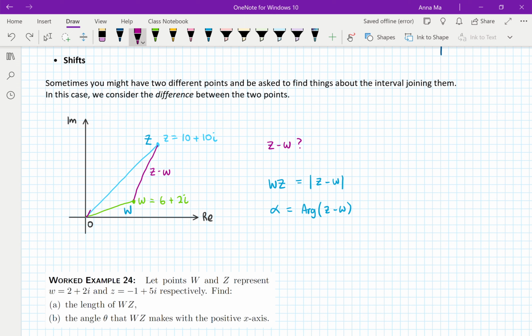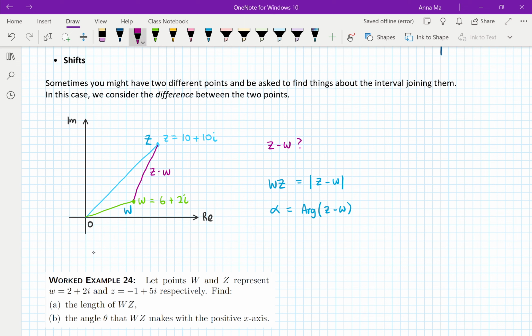So then if I try and join the origin and the final place that we got to, that interval is the exact same interval that is joining points W and Z. I don't know if you saw that transition on the video. I don't know if it's recorded. But yeah, that's why we look at the difference between the coordinates. So if you wanted to find the length of the interval joining W and Z, you just have to look at the modulus of Z minus W.